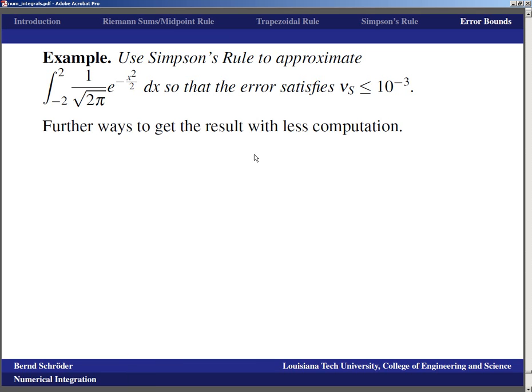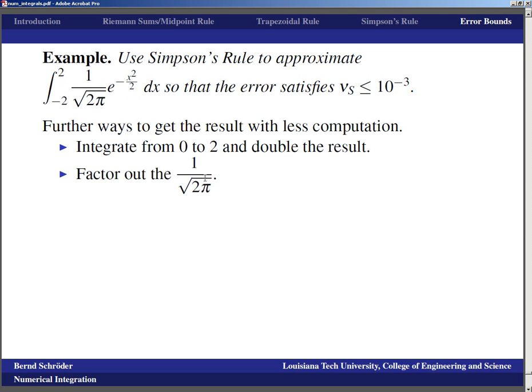And then finally, of course, a numerical analyst would tell us right away that there are ways to get away with less computation, because I could integrate from 0 to 2 and double the result, because after all, this thing is an even function. And we could also factor out the 1 over root 2 pi, because that keeps being repeated in every evaluation of the function and doesn't need to be. Well, we could have factored that out of some of the summations, but we've got those 4s and those 2s. So basically what happens here is that this is actually a maybe.